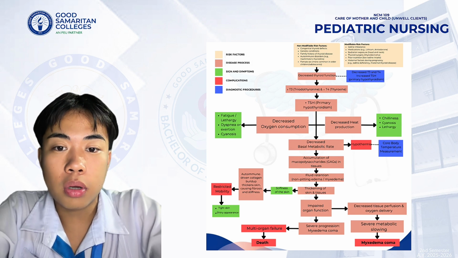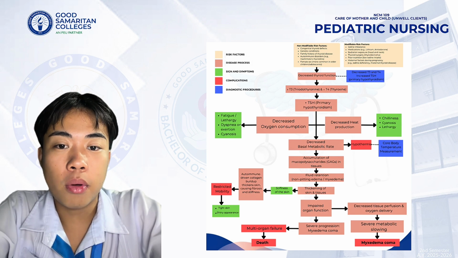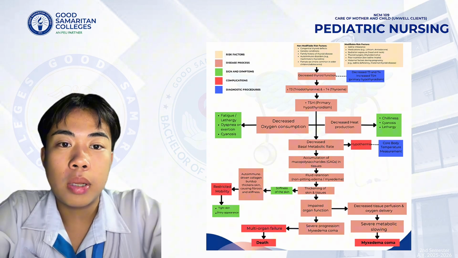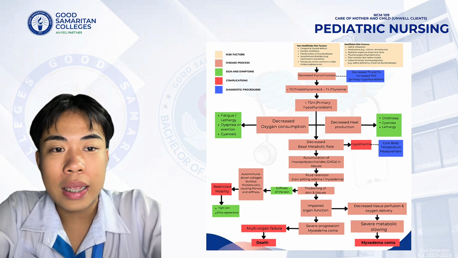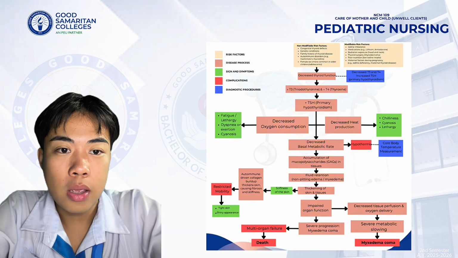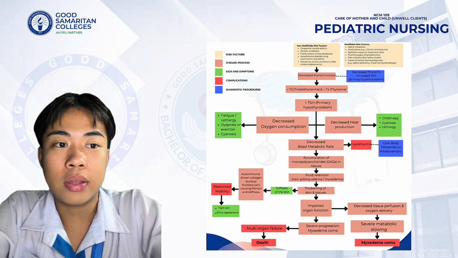So the most common cause is primary hypothyroidism, where the problem is in the thyroid gland itself. One example is the autoimmune destruction, like Hashimoto's thyroiditis, where the immune system attacks the thyroid tissue.